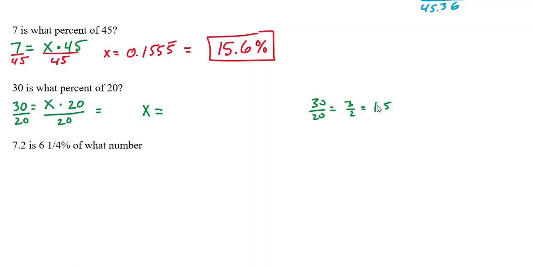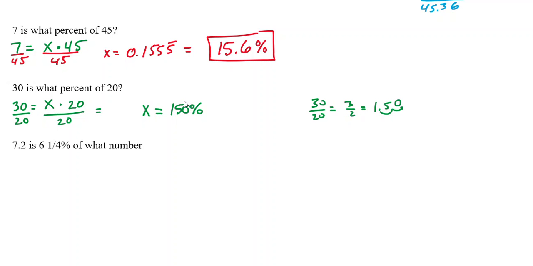Now we want to change that to a percent. And don't be fooled by the fact that this number is already bigger than, like if I move the decimal over, it's going to be over 100. That's okay. We're still going to move the decimal over 2 spaces. So we get 150%. 30 is 150% of 20.